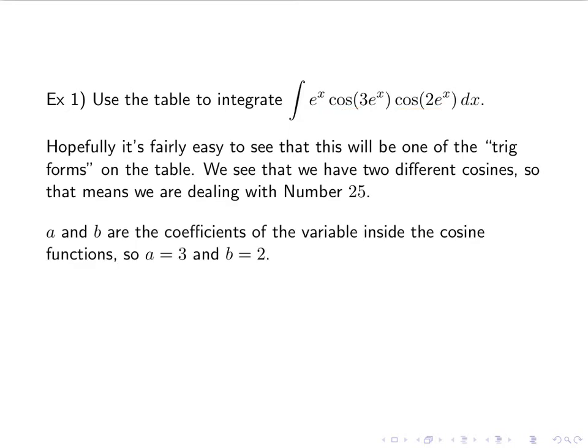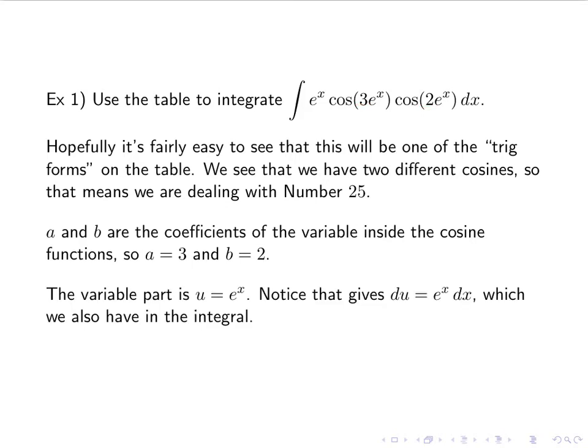So a and b are the coefficients of our variable term. So a is 3 and b is 2. And our variable part is e to the x. So u is e to the x. Don't forget, we always have to differentiate it with u substitution. So we need du is e to the x, which is great because that's what we have up here. We have an e to the x dx, and that's exactly what we want given our substitution. So we're going to plug those in.